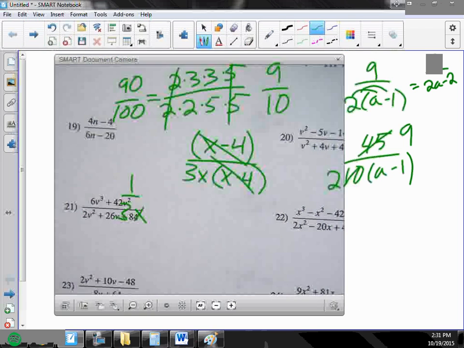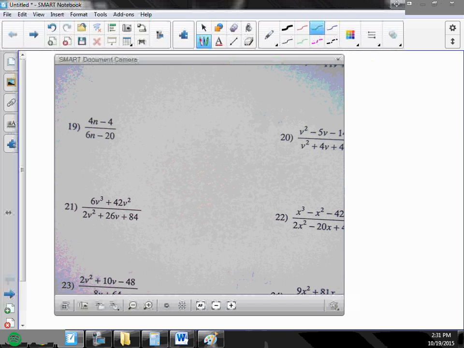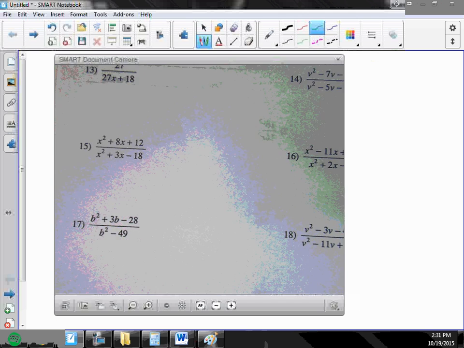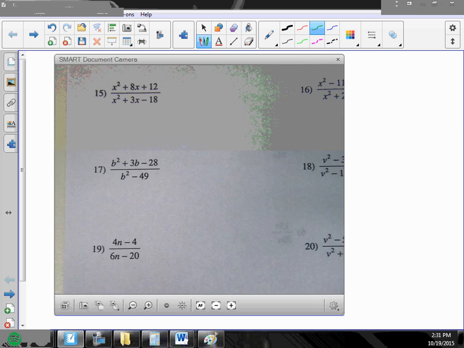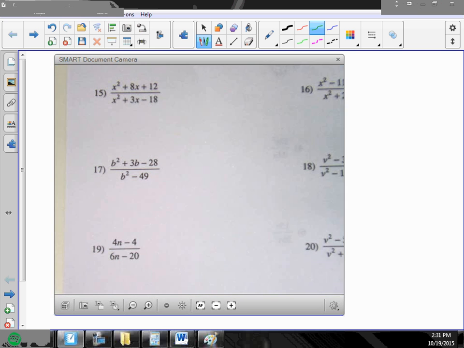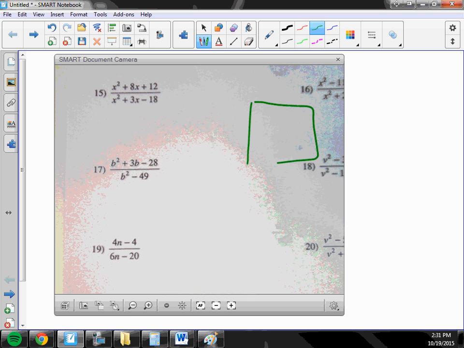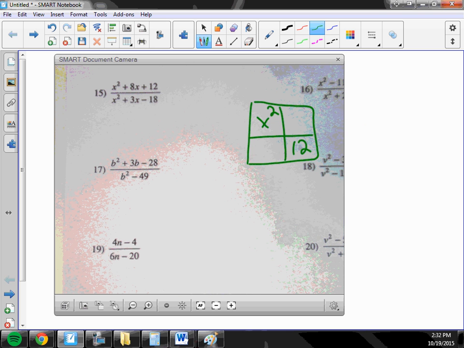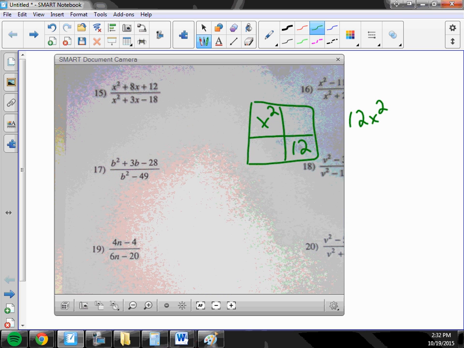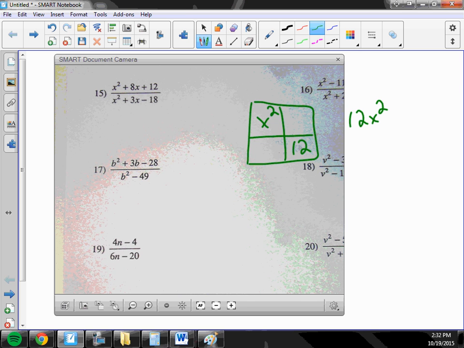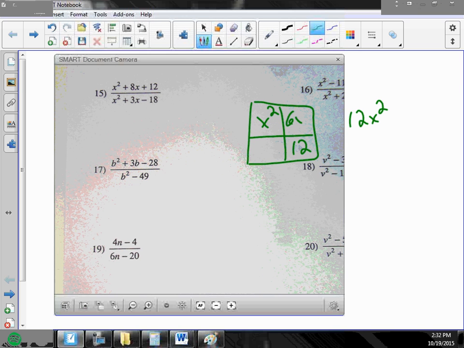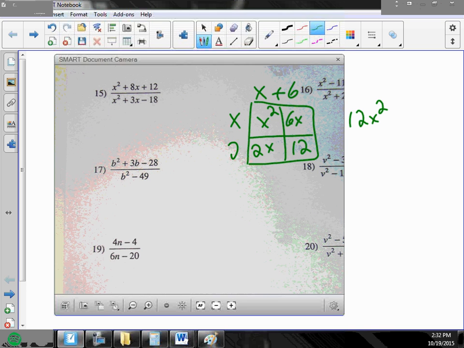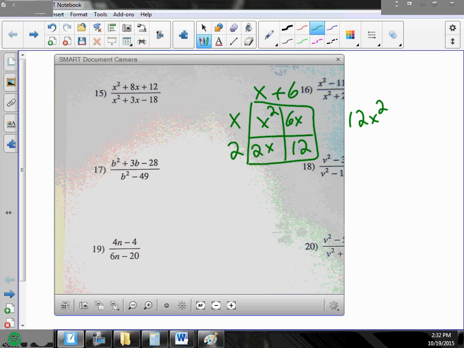What about number 15? These are trinomials, so we factor into 2 sets of binomials. So for the numerator, I'm going to draw the box, x squared and 12. Multiply those together, 12x squared. Are there factors of 12x squared that add to be 8x? So 6x and 2x, x, 6, and 2. So the numerator becomes x plus 2 times x plus 6.